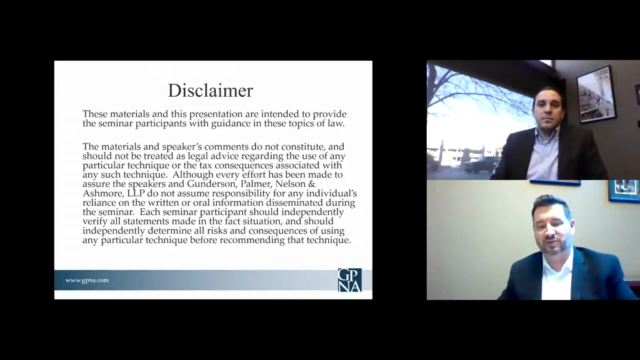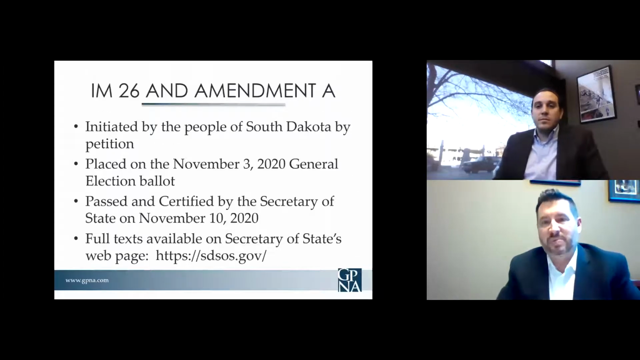Moving on, as you'll probably notice, if you've seen in the papers, you've heard on the news, we've had a couple new changes in South Dakota law regarding marijuana. Those came in the form of IM 26 and Amendment A. Both of these measures were initiated by the people of South Dakota through petition. You'll probably notice you saw them on the November 3rd ballot of this year. On November 10th, the Secretary of State confirmed by statewide canvass that they in fact became law.